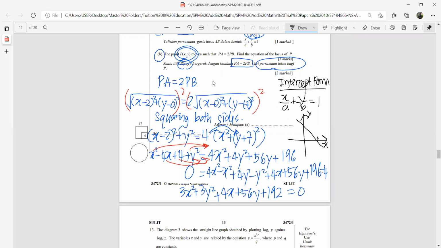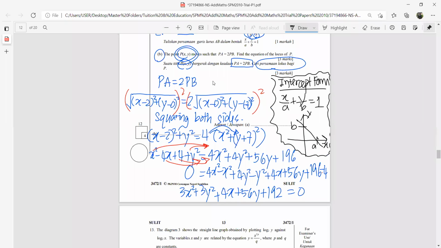The straight line cuts the x-axis at a, and cuts the y-axis at b. You just substitute only. This one you have to recall. Okay, intercept form for a straight line. The value below the x is the x-intercept. The value below the y is the b, the y-intercept, and it always equals 1.